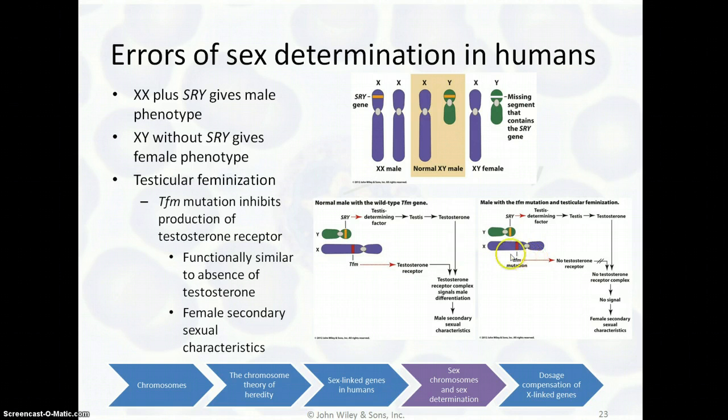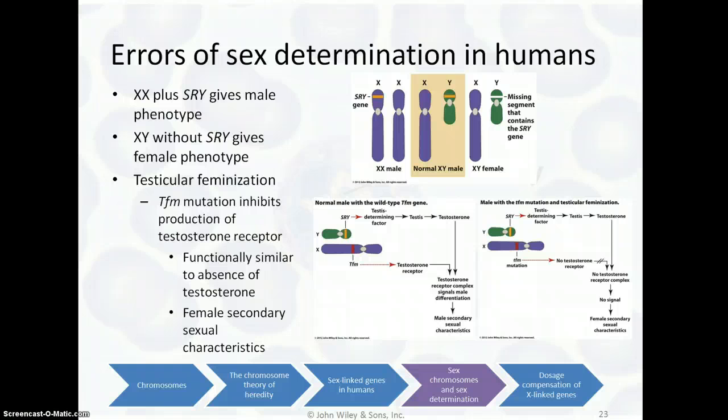If there is a mutation, however, in that gene, you won't get a testosterone receptor. So it basically is functionally as if there is no testosterone. If there's no testosterone, there's no signal to develop maleness, and you will end up with female secondary sexual characteristics. So you will end up with a phenotypically female fetus, which is actually XY.